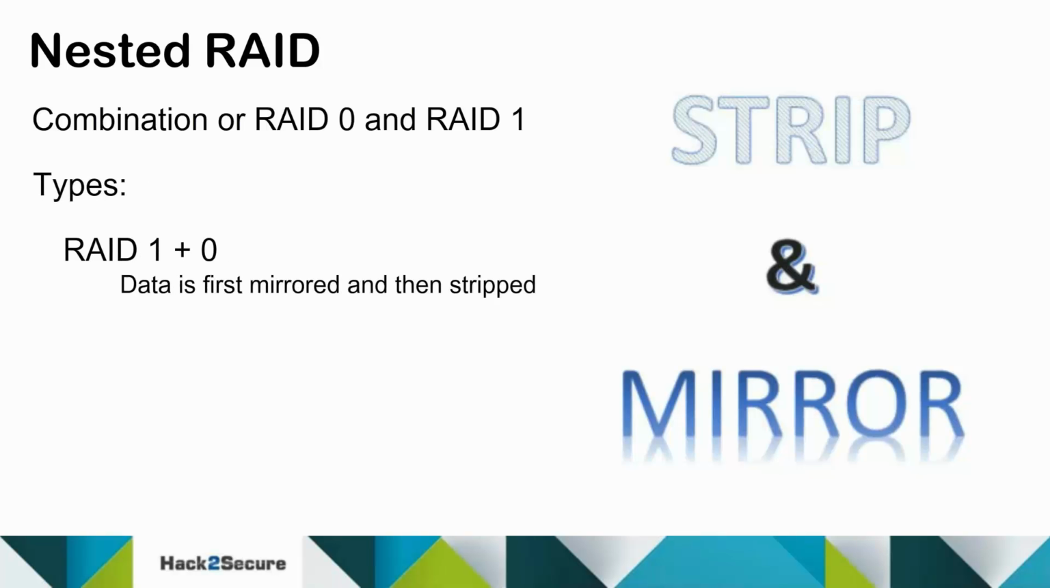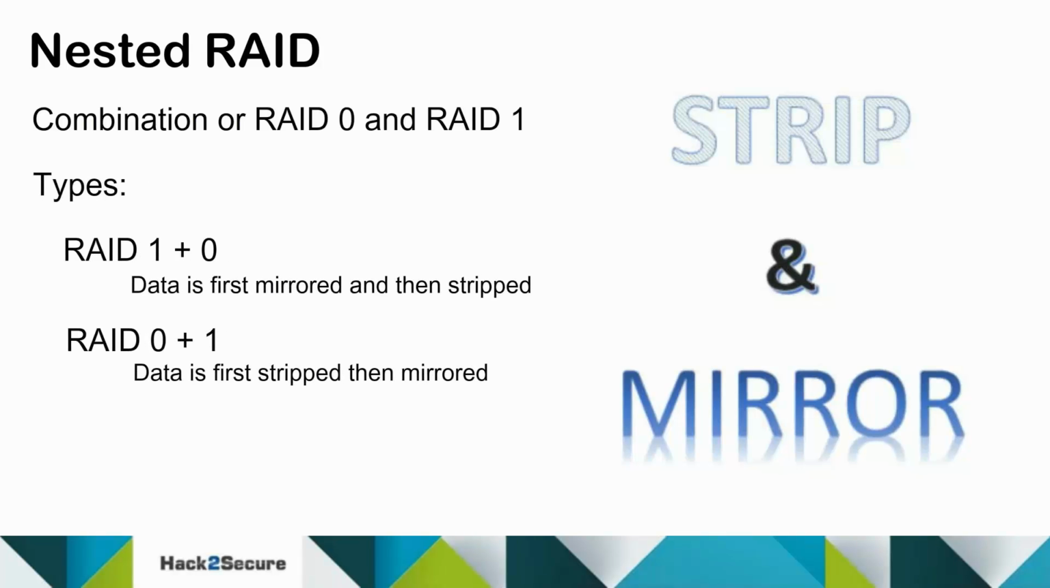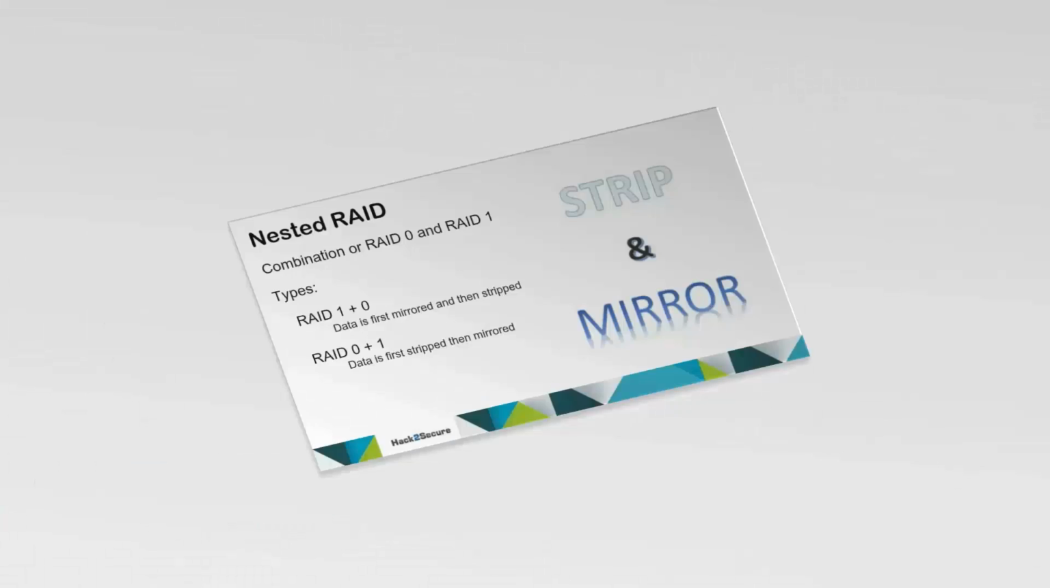We can combine RAID 0 and RAID 1 in two ways. First is RAID 1 plus 0 or RAID 10, where data is first mirrored and then striped. Another method is RAID 0 plus 1 or RAID 01, where data is first striped and then mirrored. Confused? Let's understand them better.